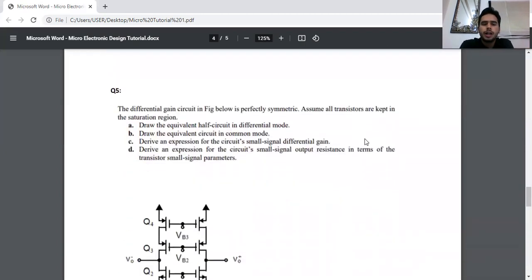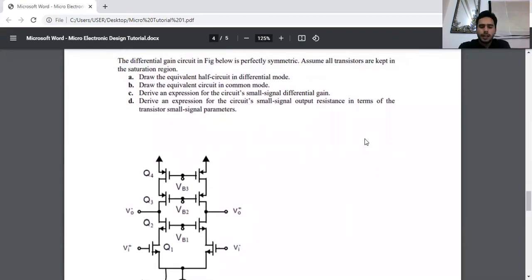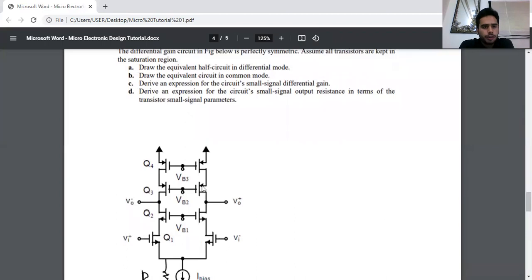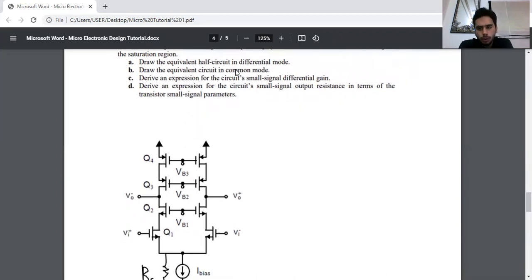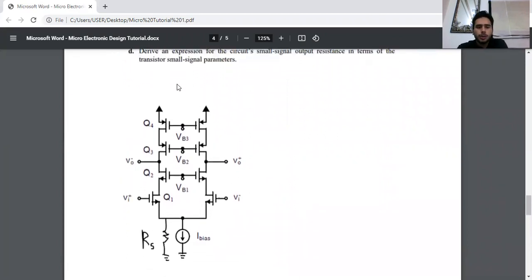Moving forward to the last question, in which we have a differential gain circuitry, and all the transistors are in the saturation region, and the symmetric mode is being applied. So we draw the equivalent half circuit in the differential mode. So what is the half circuit? Now if we see it over here, it is a completely symmetric circuit mirroring the path.